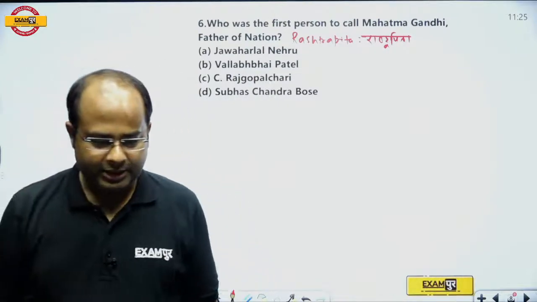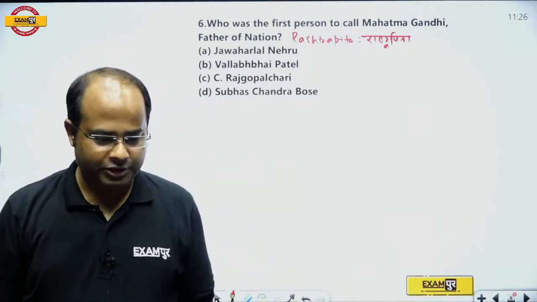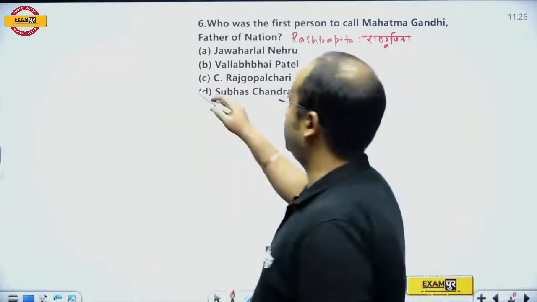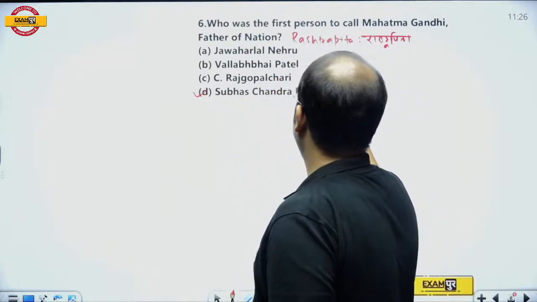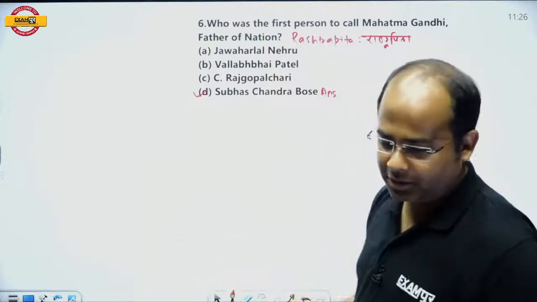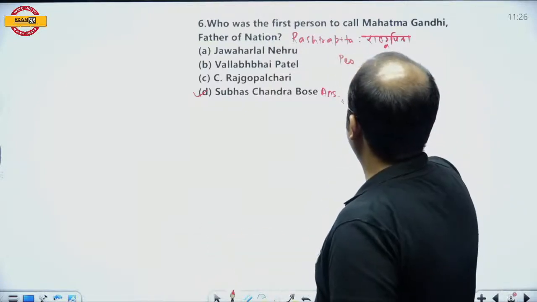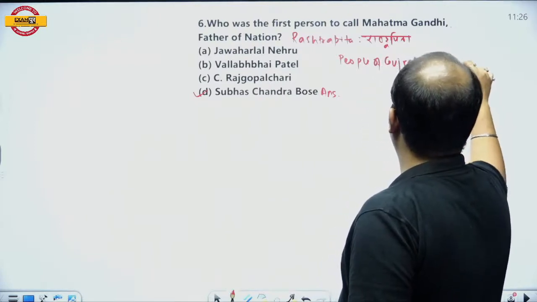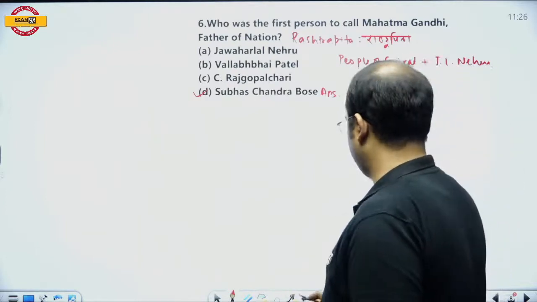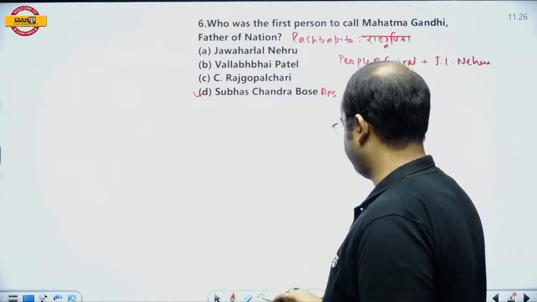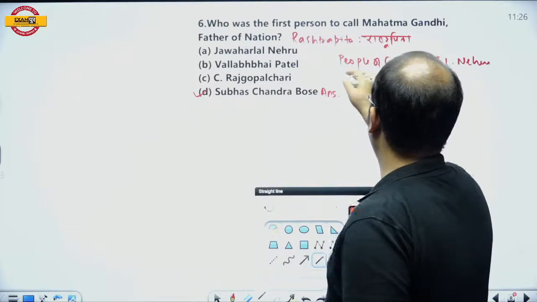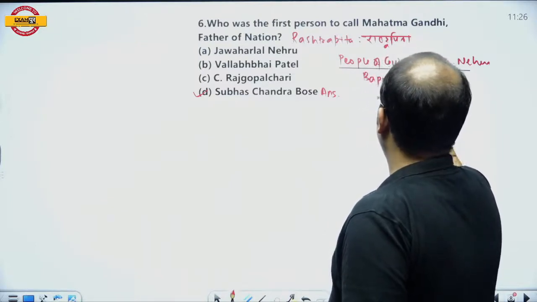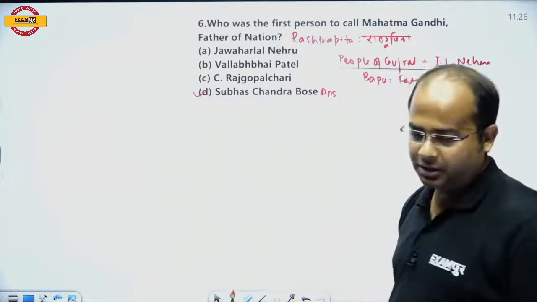So C. Rajgopalachari, option D, that is Subhash Chandra Bose. Guys, first of all, the father of nation, that was called by Subhash Chandra Bose. Subhash Chandra Bose called Mahatma Gandhi as the father of nation, and people of Gujarat plus J.L. Nehru, they called him Bapu. Bapu because he was like a father figure. So, Bapu that means father, because for them Mahatma Gandhi was like the father figure.